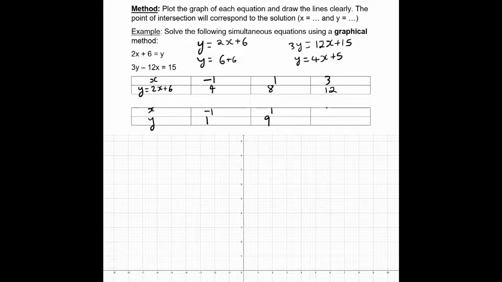When x is equal to 2, y is going to be 4 times 2, which is 8, plus 5 is 13. The graph doesn't go up that high, so instead I will choose 0. So when x is 0, y is going to be 4 times 0 plus 5, which is just 5.